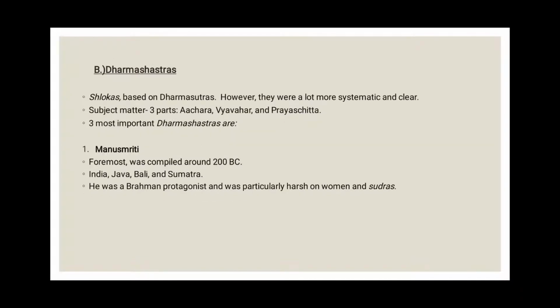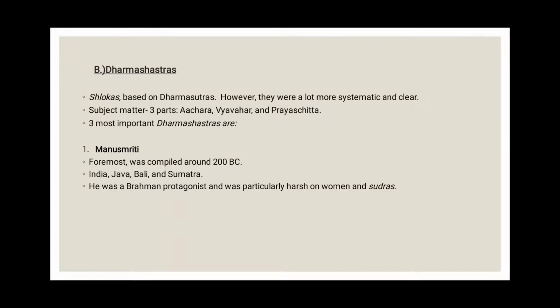Dharma Shastras, or the later Smritis, included the shlokas which were based on Dharma Sutras. However, they were a lot more systematic and clear. The subject matter of Dharma Shastras has been divided into three parts. First is Achar, which included the theories of religious observances. Second is Vyavhar, which included the civil law. And third is Prayashchit, which includes the expiation.